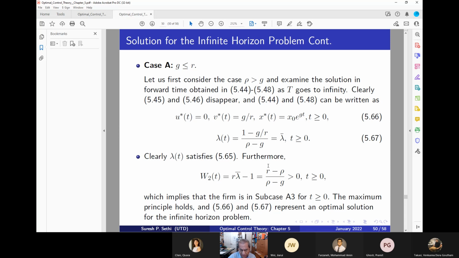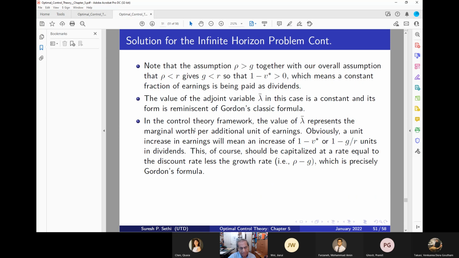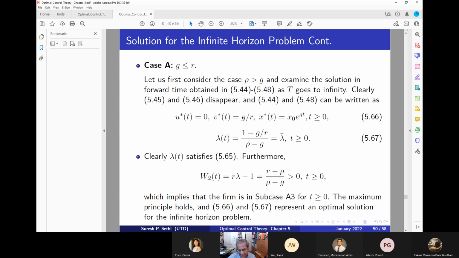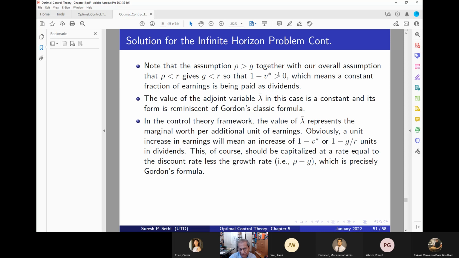What we're trying to do is the following. So note that the assumption rho bigger than g together with the overall assumption rho less than r gives us g less than r. So 1 minus v star is bigger than 0, which means the constant fractional earning is being paid as dividends. Remember, even though in this case we are paying dividends, we are retaining earnings, but we are not retaining all the earnings. We are not allowed to, because the company can only grow at the rate g. And because rho is bigger than g, we are still able to give dividend.